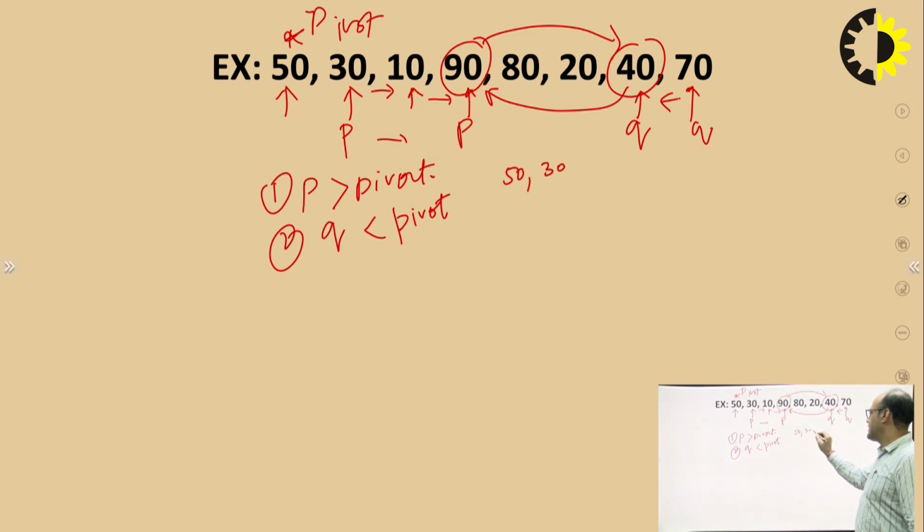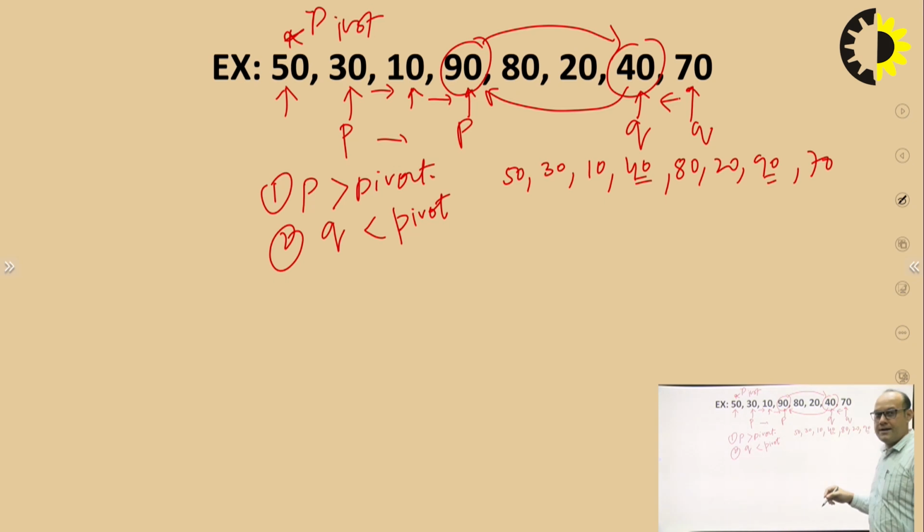50, 30, 10, 40 will come here. Okay, 80, 20, 90 will come here, and then 70. And the same procedure will be started again, with P and Q. Now P points to the next element, and Q points to the next element.